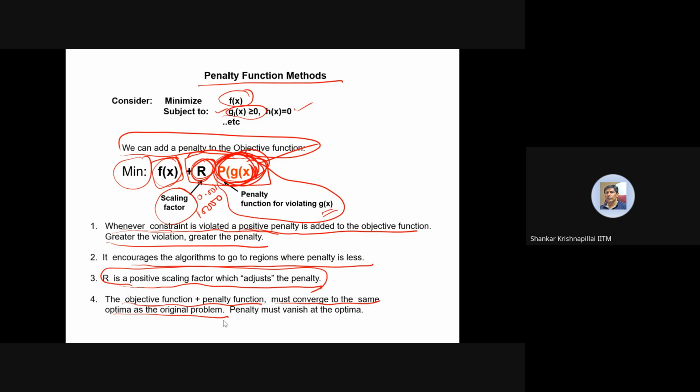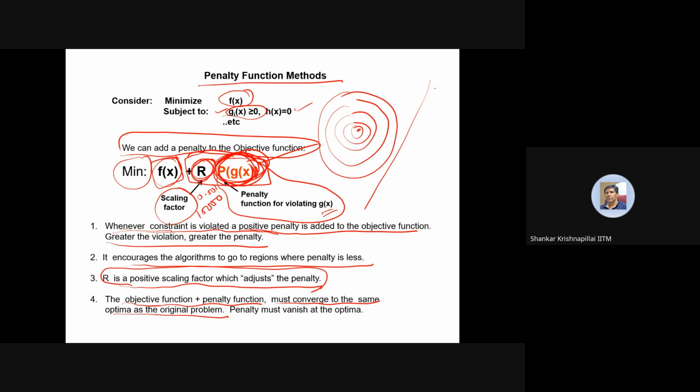So the penalty function must be designed in such a way that when it is added to the objective function, the penalty will vanish at the correct optimum. So some scientific method is there. This is the importance of the penalty function method. Okay, so suppose these are the contours of your objective function.